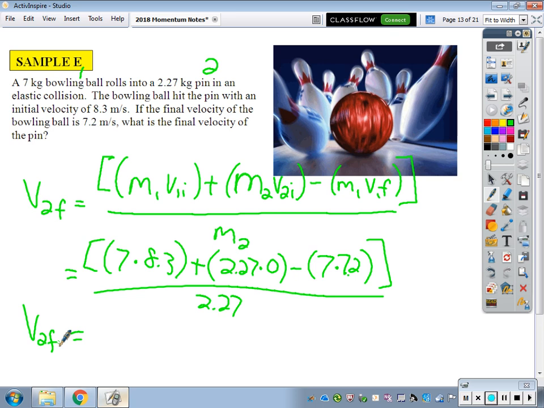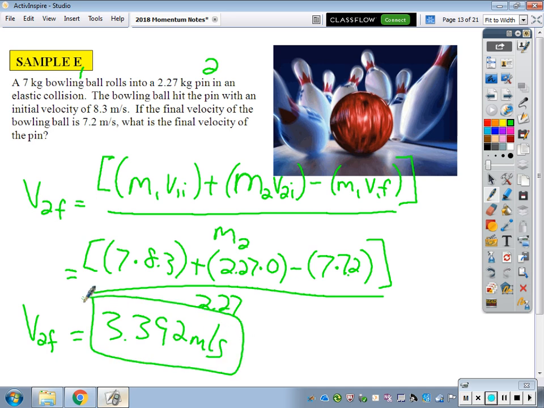Mark, when you feel like you got it, let me know. I got 3.392 meters per second. How many of you by show of hands would agree with that as a response? Okay, we should. Very reasonable value considering our scenario.